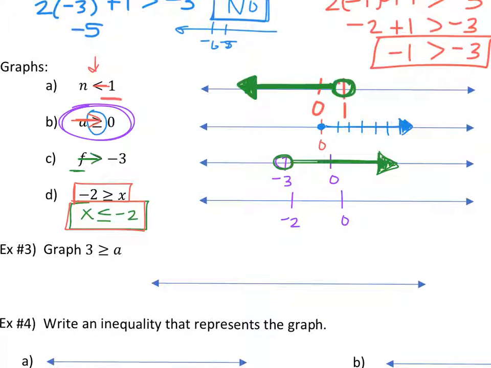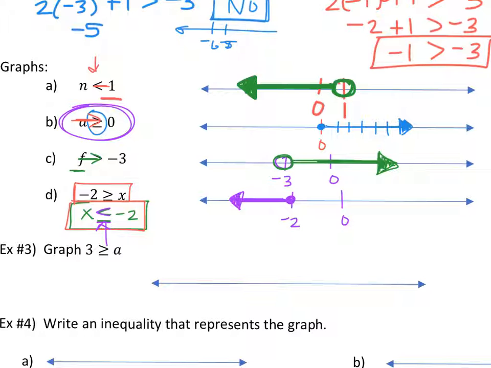Okay, so our number's -2. Is it open or closed? It's a closed dot. How do you say this symbol? Less than or equal to, right? So when it's pointing to the left, it's less than, right? When it's pointing to the left, it's less than. So x is less than or equal to, closed dot. So we're going to shade it to the left, and that would be our graph.